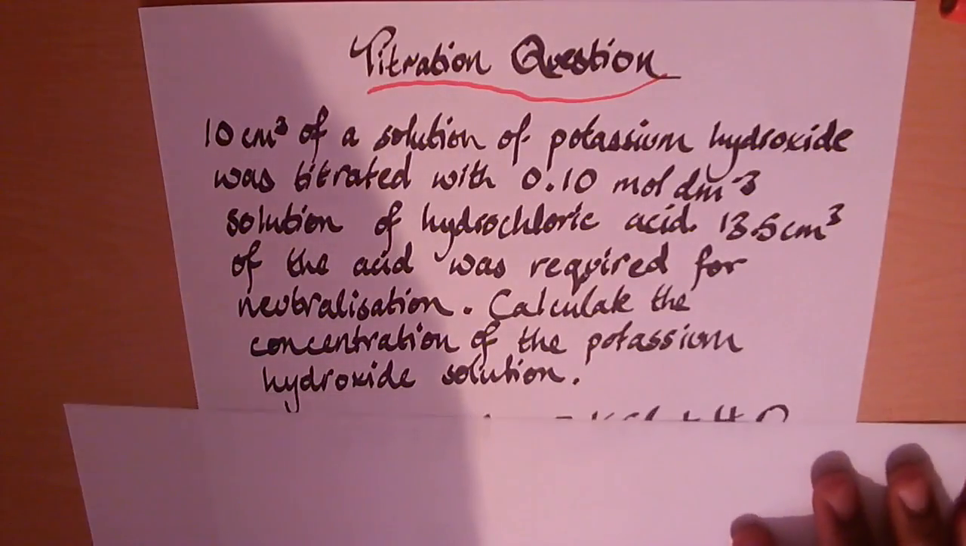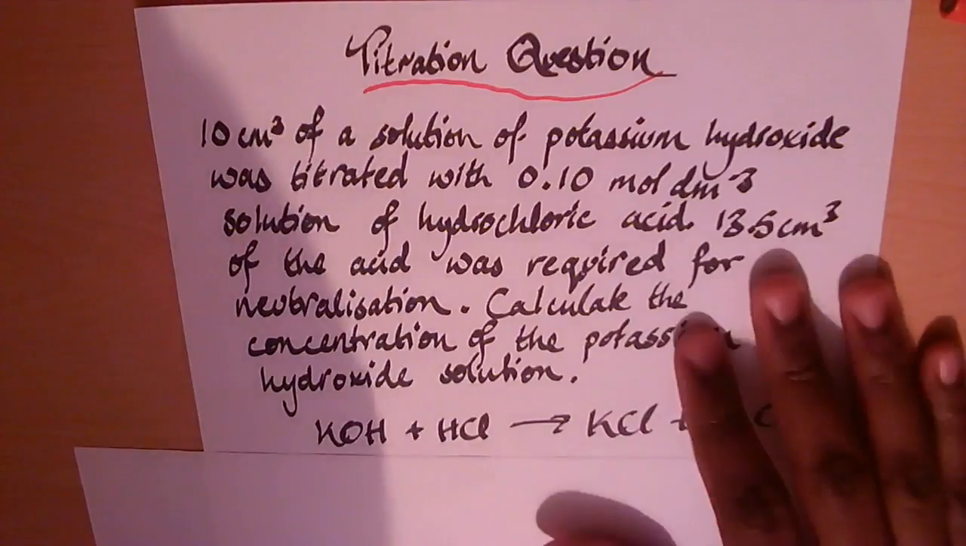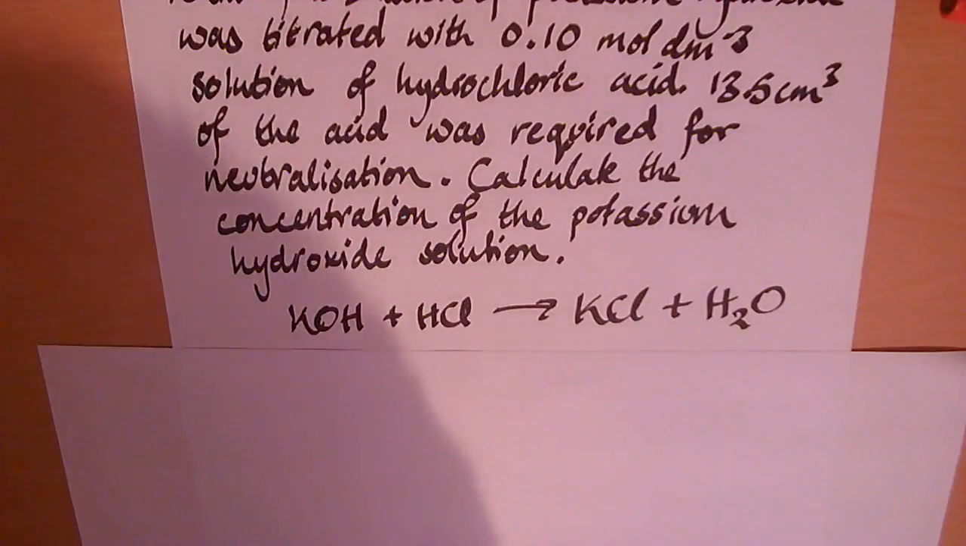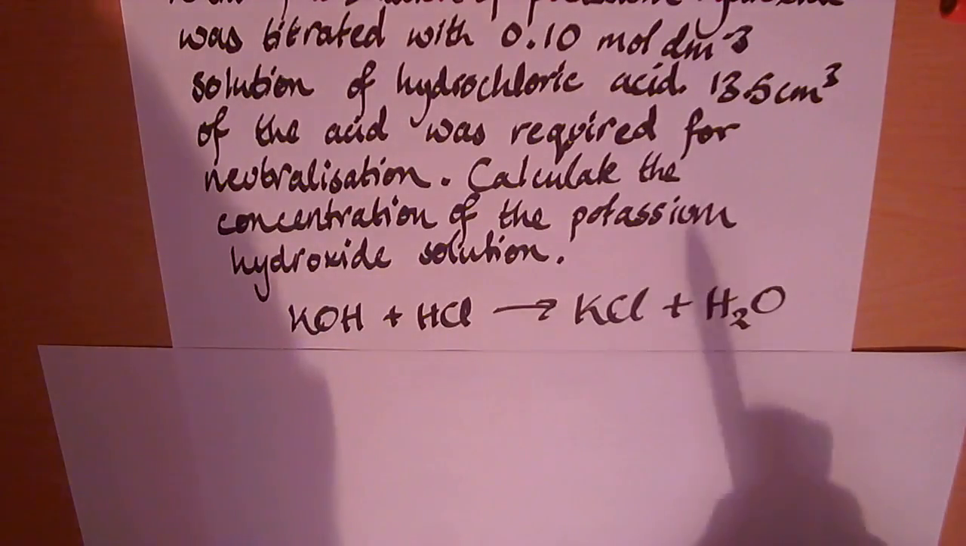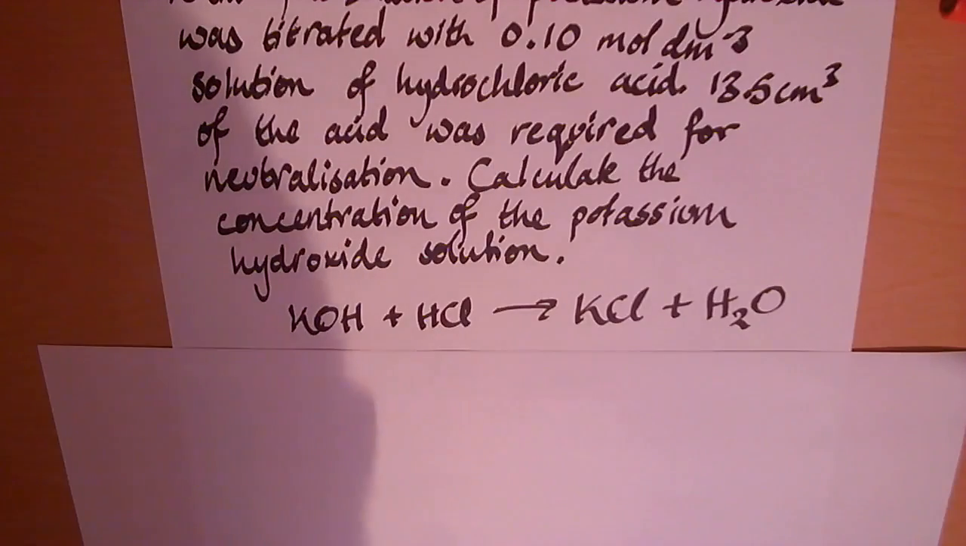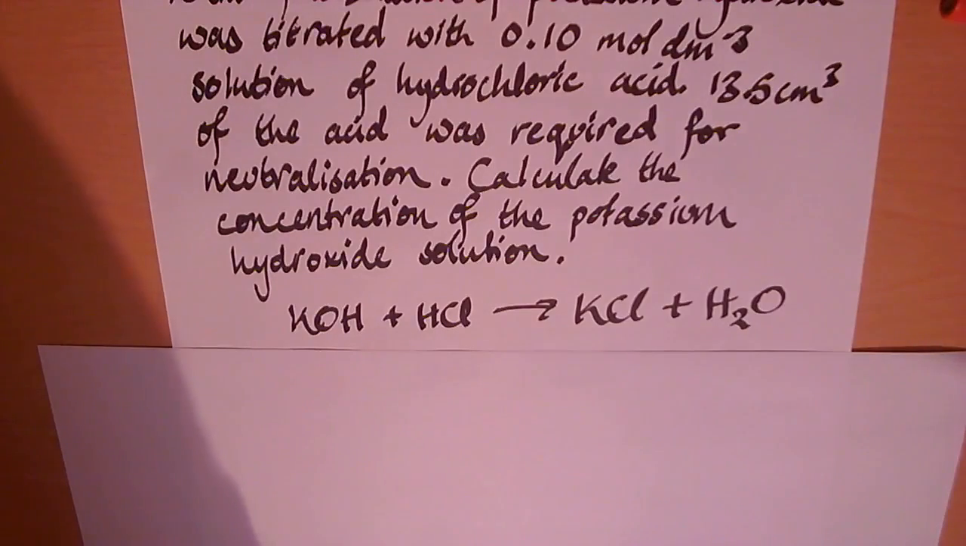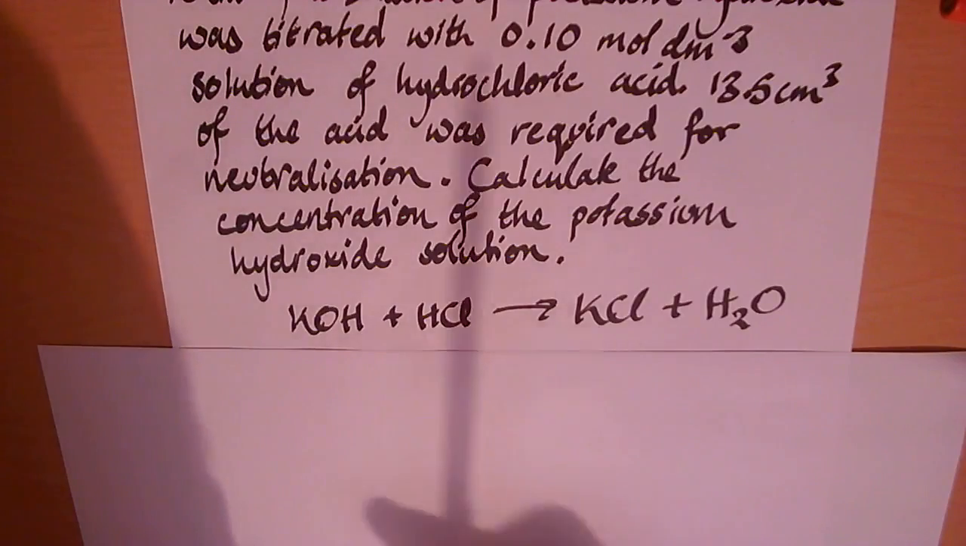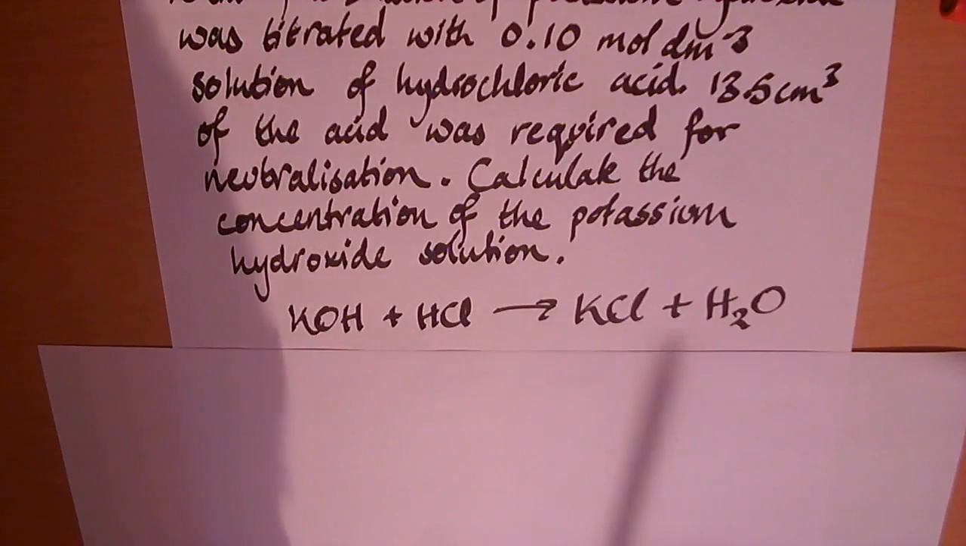Okay, so the first step we need to do is write a balanced equation. So you can see this equation reads as potassium hydroxide plus hydrochloric acid gives us potassium chloride plus water. And so that's an alkali plus an acid gives us a salt plus water. You can see it's balanced all the way through, which is very important. We'll see why later on.